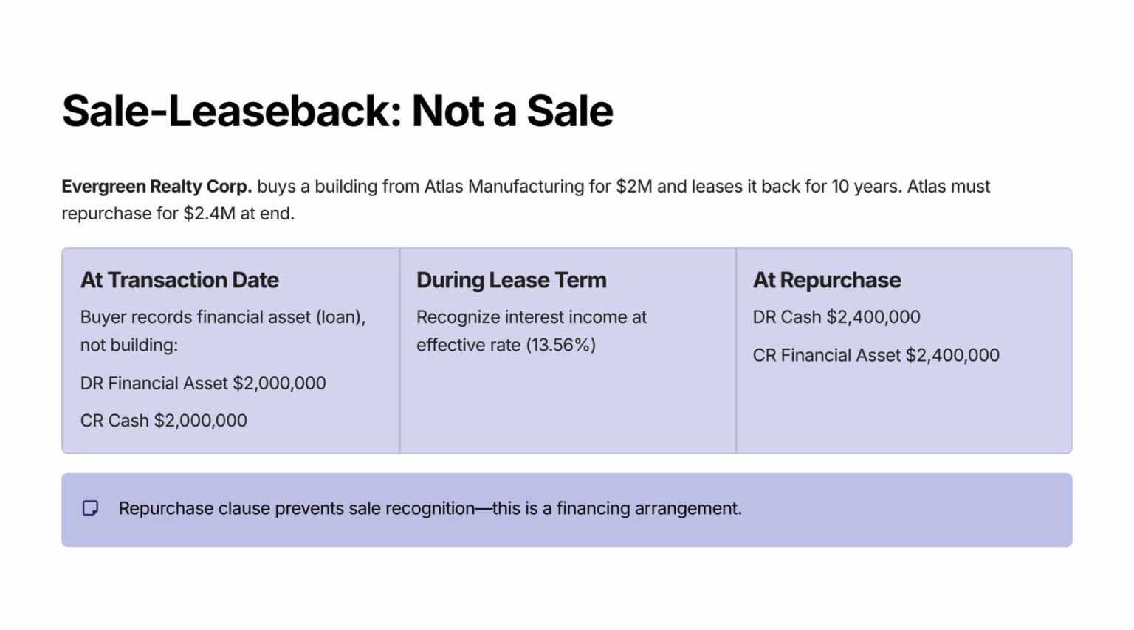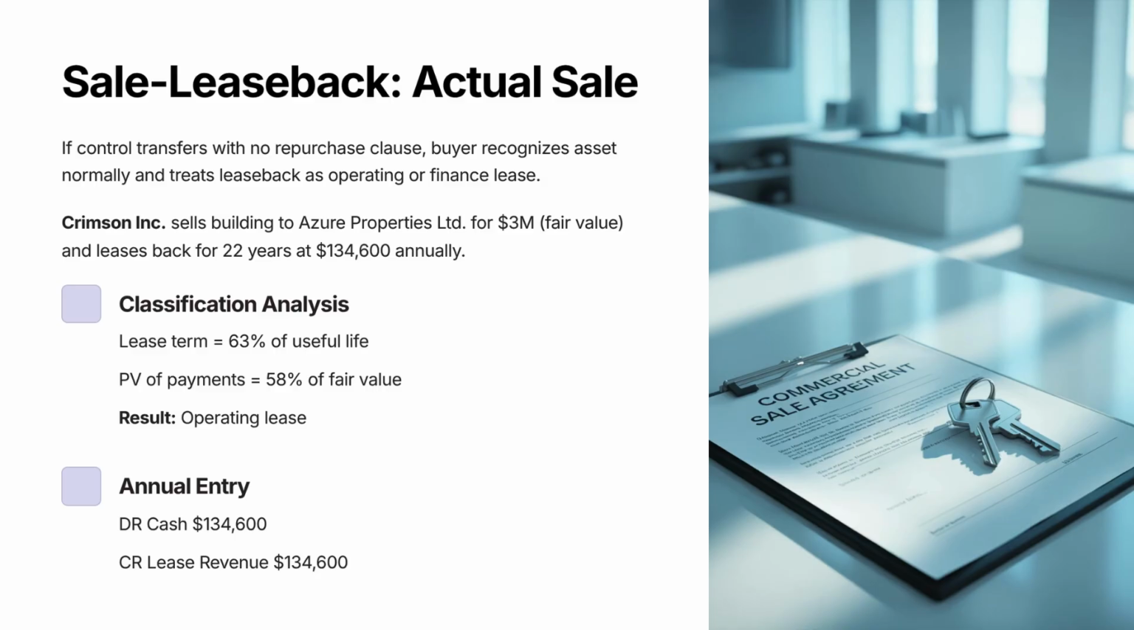Because of the repurchase clause, this is not a sale. Evergreen records debit financial asset $2 million, credit cash $2 million. Each year, it recognizes interest income at 13.56%. At the end, when Atlas buys it back, debit cash $2,400,000, credit financial asset $2,400,000. If it is a sale, if control is transferred and there's no repurchase clause, then the buyer recognizes the asset normally and treats the leaseback as an operating or finance lease, depending on classification.